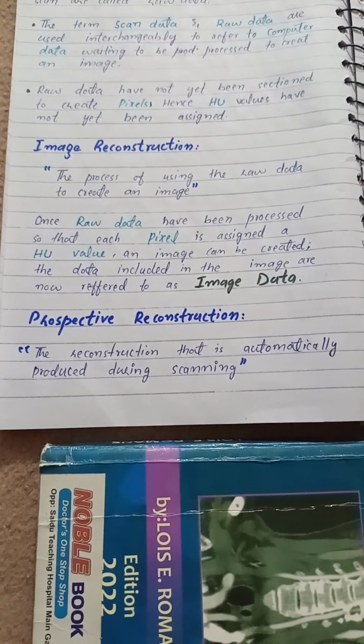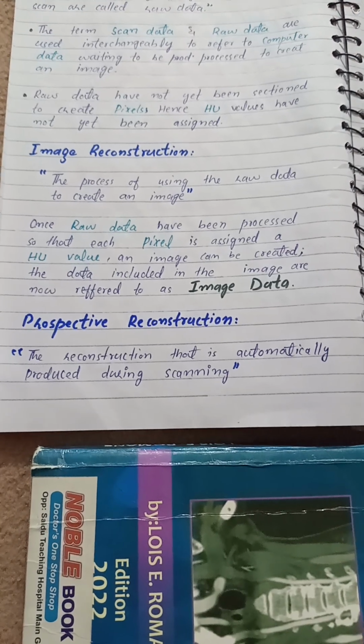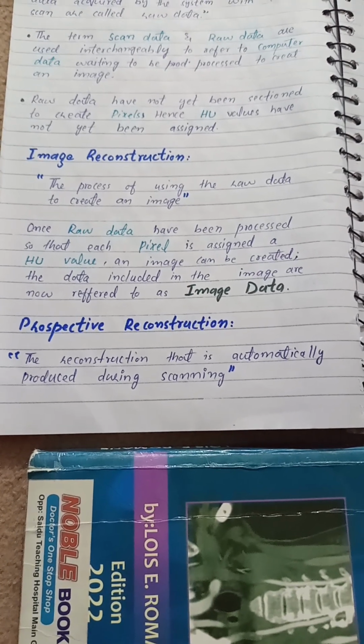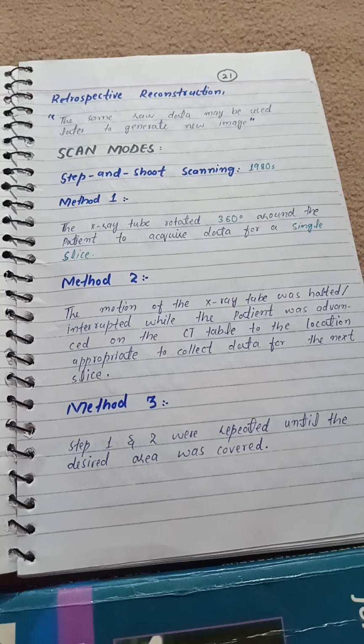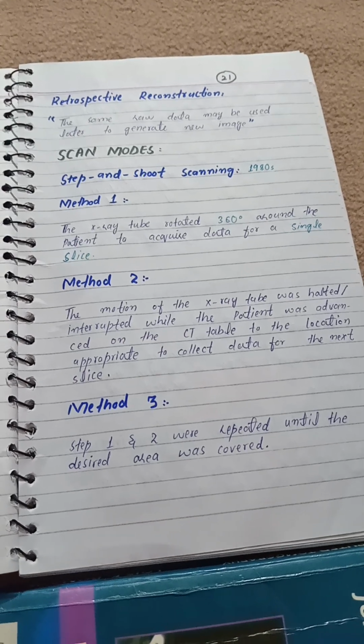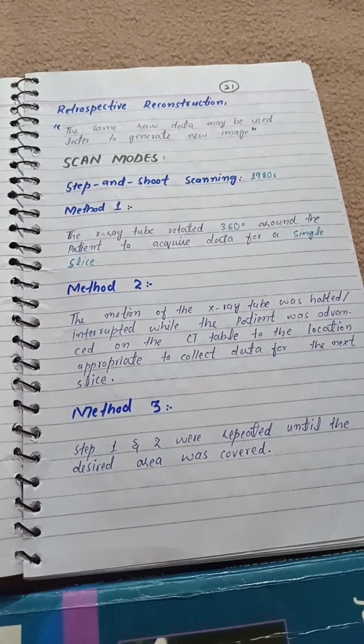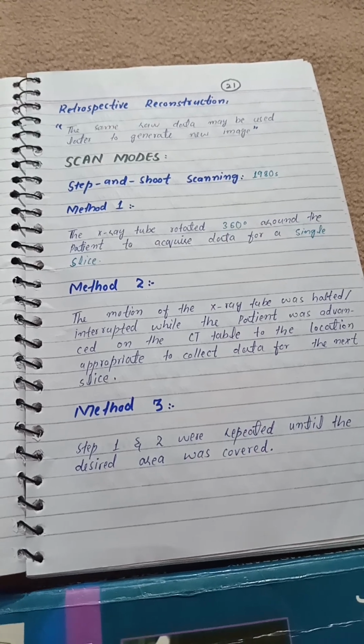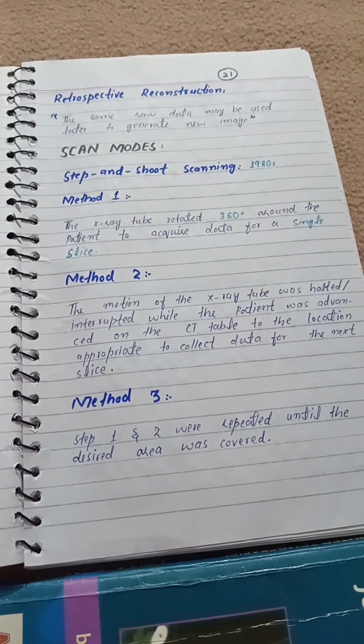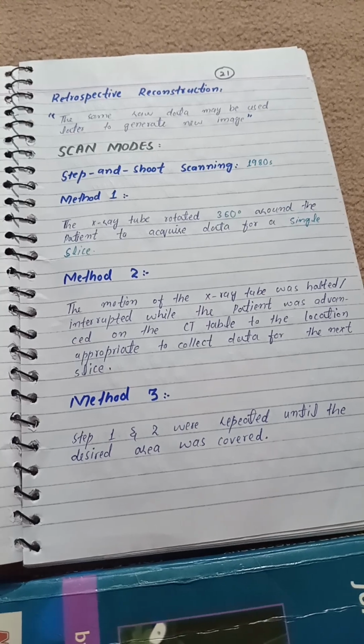Prospective reconstruction. The reconstruction that is automatically produced during scanning. Retrospective reconstruction. The same raw data may be used later to generate a new image.